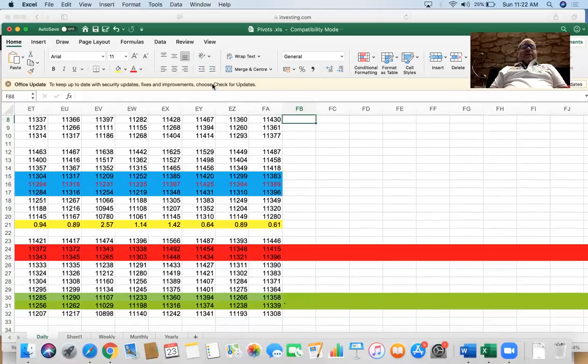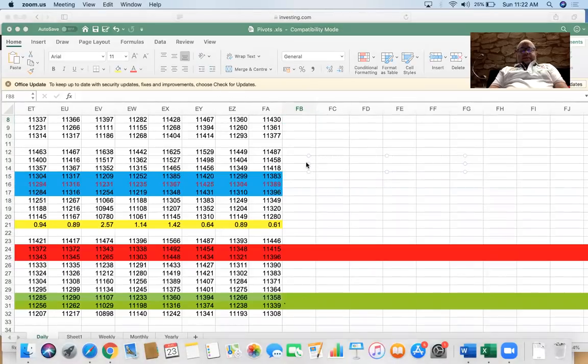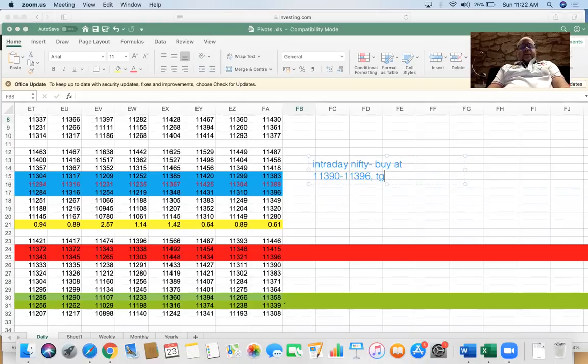If you want, I can write this like I wrote for the swing trades. Intraday Nifty, buy at 11,390 to 11,396. Again, targets of 11,450 and 11,487. Buy on rejection.